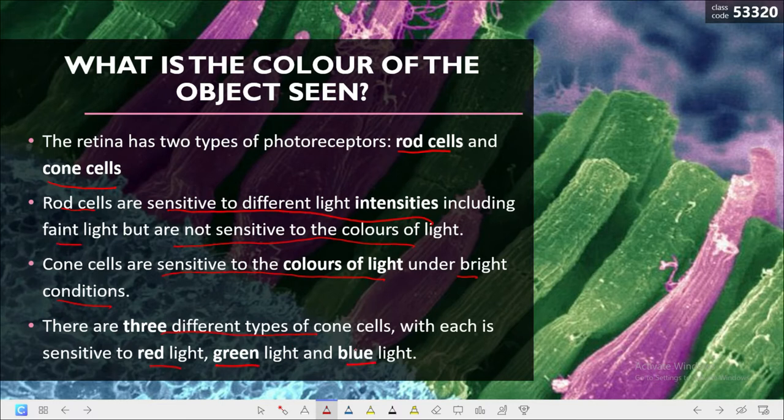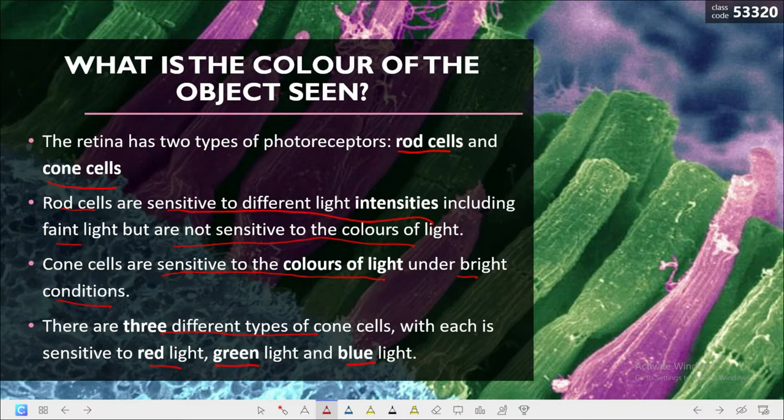So this is the primary color, right? The colors that, if we mix them, we can produce another color, the secondary one. I think you learned this already in Pendidikan Seni, right? So this is the base color, okay? The red, the green, and the blue light.